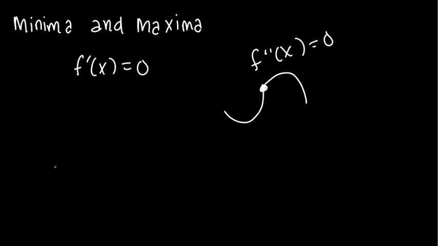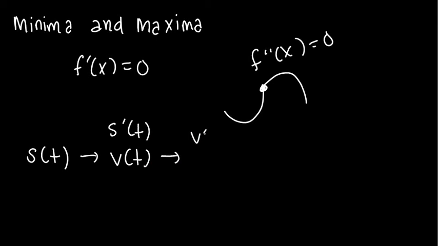And another thing is in physics. So you have the position function s of t. Its derivative is the velocity. So this is s prime of t. Its derivative is v prime of t, s double prime of t, which is the acceleration. So this is how it is applied in physics as well. So that is the basic idea of derivatives.